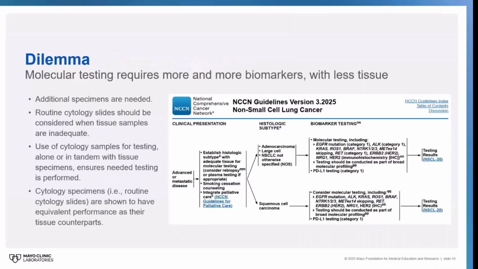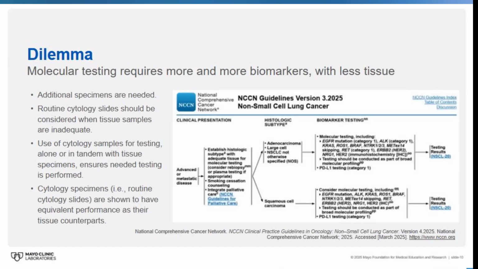So that's the dilemma. On the oncologist side, we now need more and more targets tested. Look at the NCCN guidance, the newest, current guidance for non-small cell lung cancer. For advanced or metastatic disease, after establishing histology diagnosis, the molecular tests include EGFR, KRAS, BRAF, NTRK, MET exon 14, RET, ERBB2, NRG1, HER2 IHC, PD-L1 IHC. Those are at least 10, 15 markers. Those must be tested in non-squamous lung cancer. Even for squamous cell carcinomas, those are also considered.